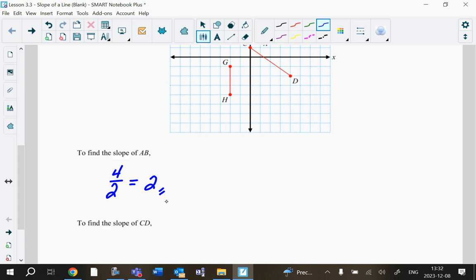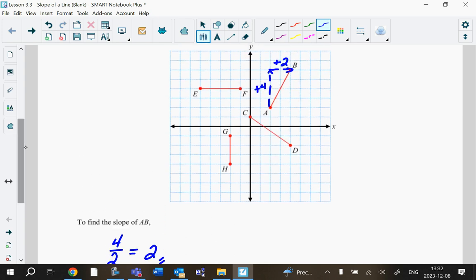We could have gone from B to A. It doesn't matter what direction you go, because watch what happens. How much do I rise to get from B to A? I'm going down, so it's negative 4. How much do I run from here to get to A? Because I'm going to the left, it's negative 2, so the slope would be -4 divided by -2, which is also +2. It doesn't matter which way you do it. You're going to get the same answer. You have to.